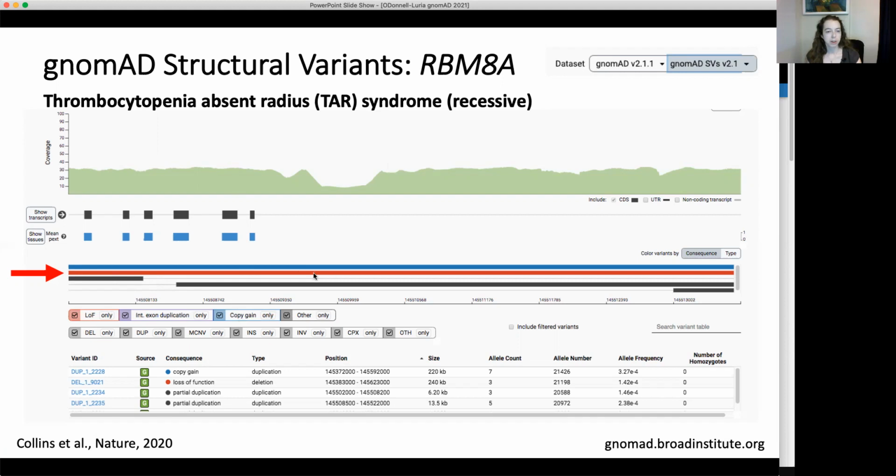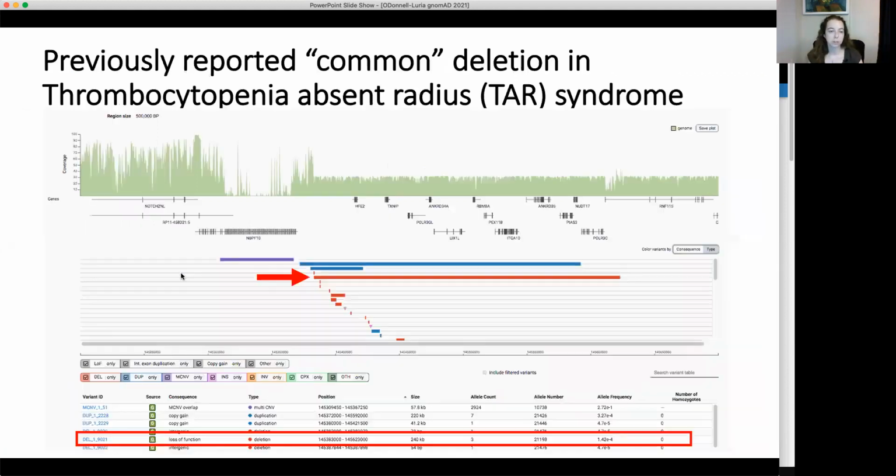So I'm seeing here a loss of function variant. It's a deletion, it's 240 kb. If I click here on that line, it actually scoots me out. And then I zoomed out a little bit. So you can see this is the deletion. It deletes a number of genes, including the RBM8A gene. This is the previously reported deletion for TAR syndrome.